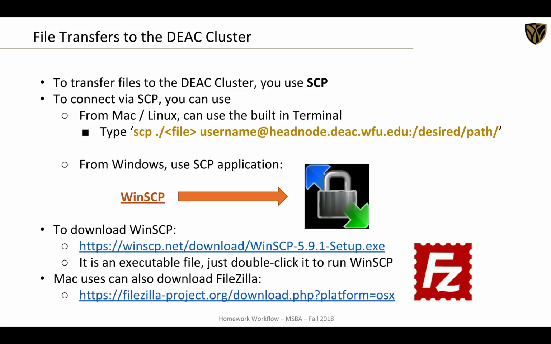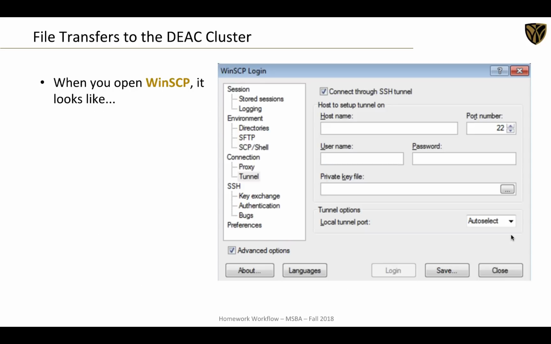From a Windows operating system, the HPC team recommends using WinSCP. WinSCP is a very simple program that can be downloaded from the provided link and executed immediately after. Mac users can also use an application called FileZilla, linked below. Once loaded, WinSCP looks like the window shown here. If following along, pause the video now to ensure WinSCP has been downloaded and is up and running.